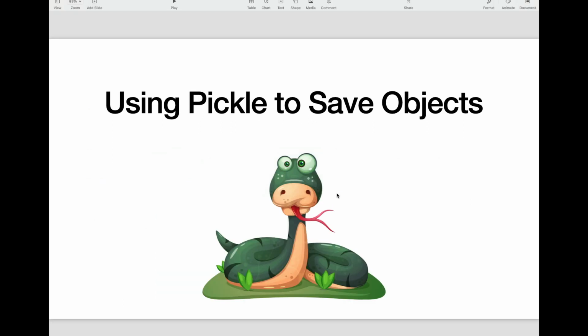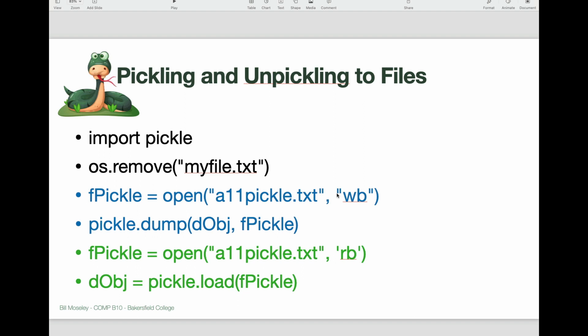Pickle allows you to save objects in their native form to a text file and then load them back up later on. It is actually called pickling and unpickling. I don't think unpickling exists in real life. I think once something's pickled, you just eat it or you get rid of it. But pickling and unpickling.